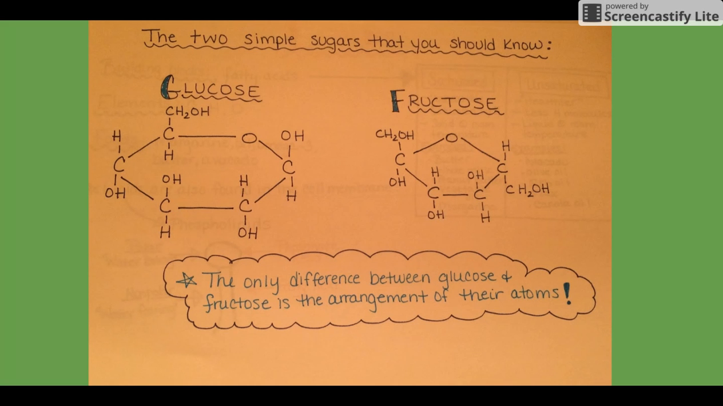So if you look at these, they might look similar, but there are some differences. For one, this one has 1, 2, 3, 4, 5, 6 sides. This one only has 5. And so the difference between these monosaccharides is just the arrangement of their atoms. And so that's something important to know, is that the only difference really is just the arrangement of their atoms.